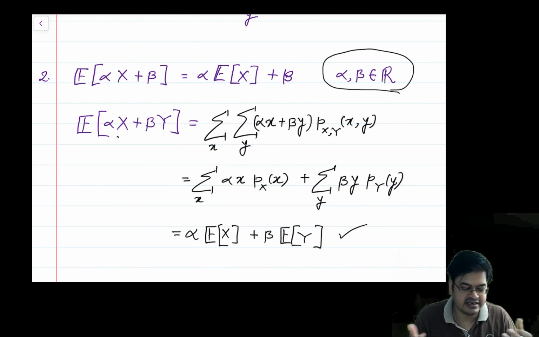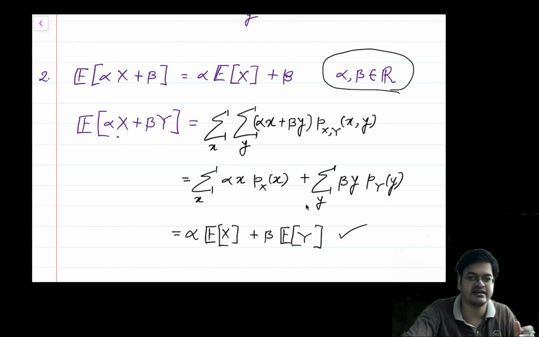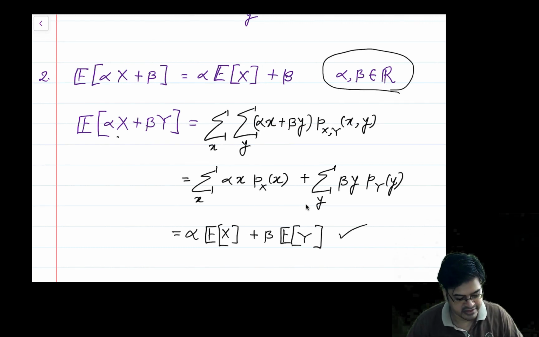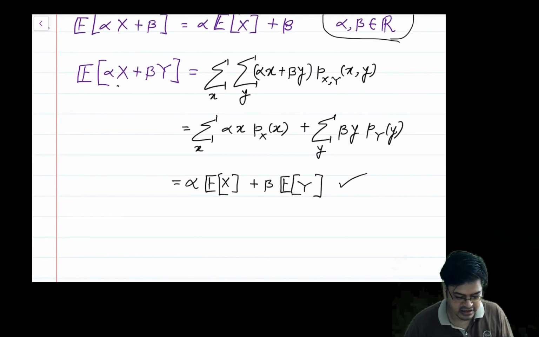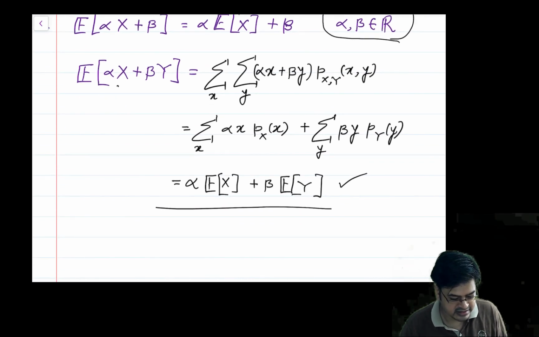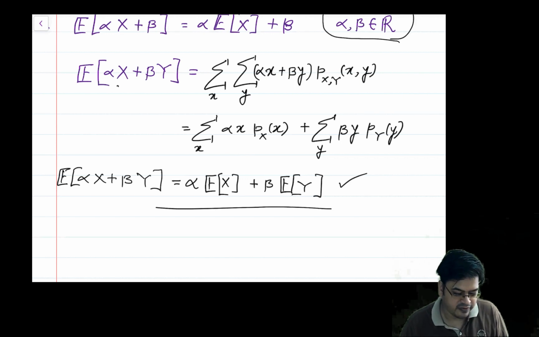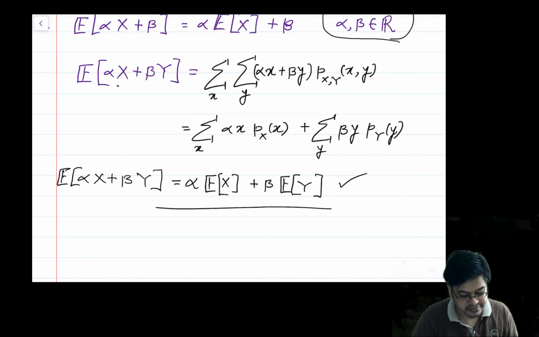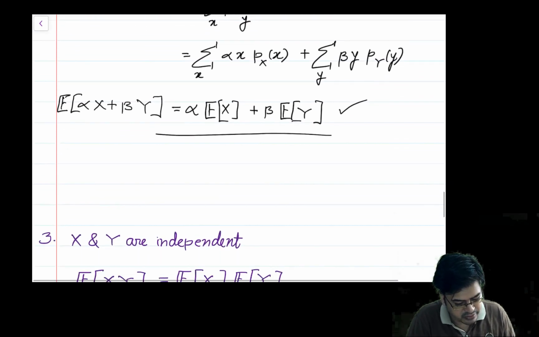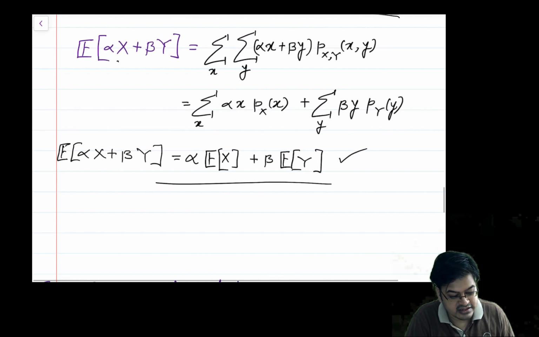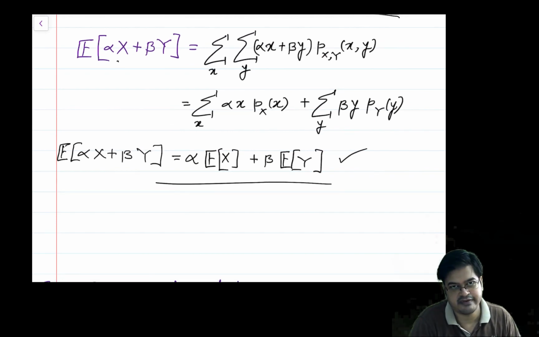In a similar manner, if I have a non-linear function, then I cannot have this formula, which is a standard remark that we have already mentioned at many places. So right now my answer is this. My expected value of alpha x plus beta y is nothing but alpha times expected value of x plus beta times expected value of y. This proves one more property, and this doesn't require independence of random variables.